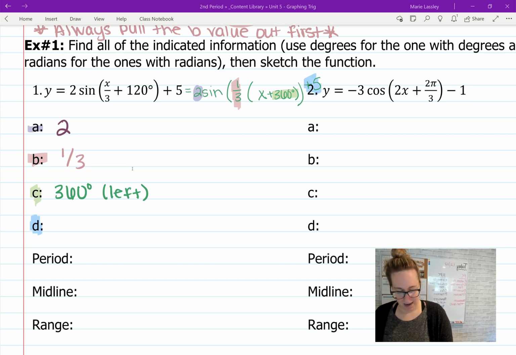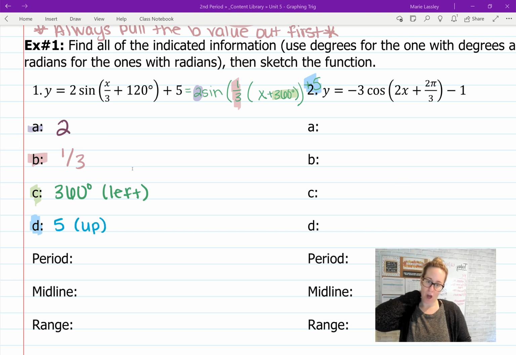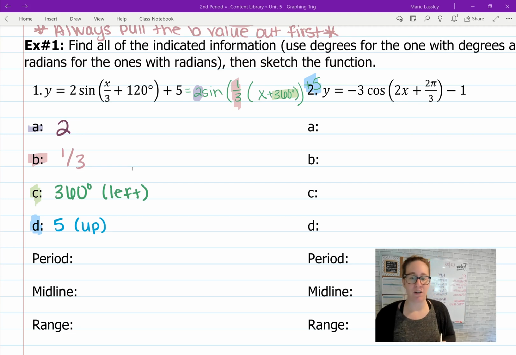Boop, boop, boop. And that is up 5, or you can say 5 and then add up. Plus 5 means we're going up 5. Okay, so those are all of our different A values.